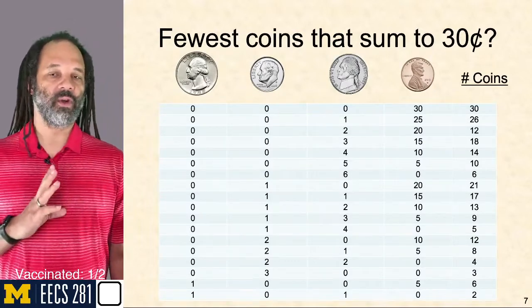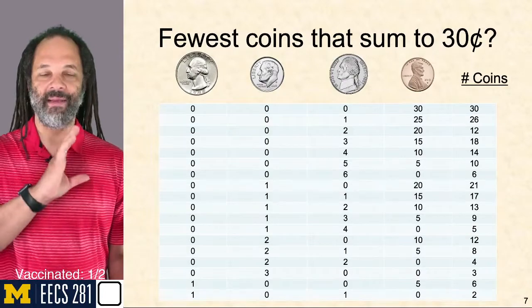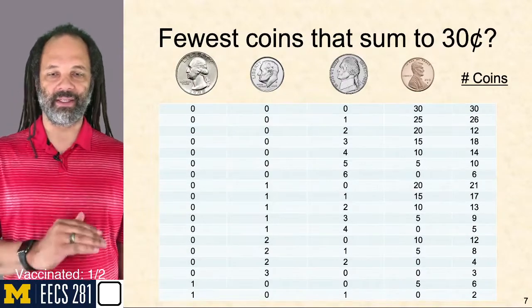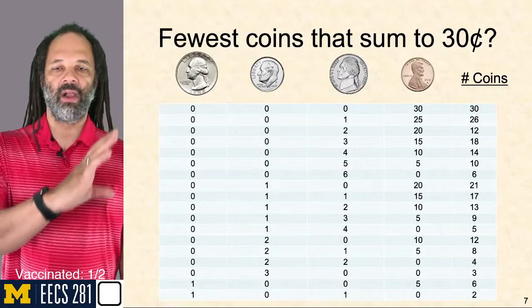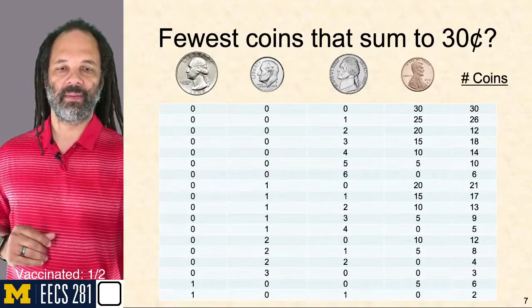So brute force will find all of these and many, many more, but at the very least it's going to find these. This is my feasible solution set. All of these things actually add up to 30 cents.